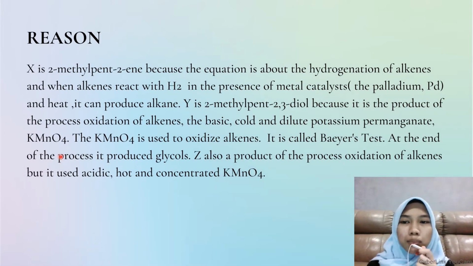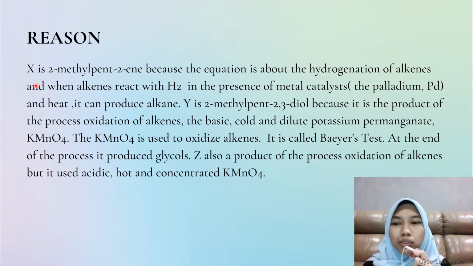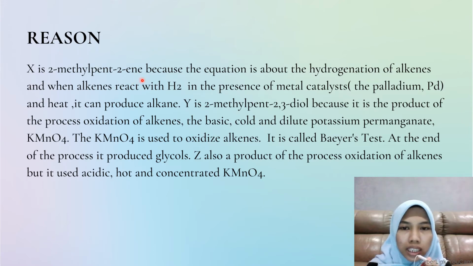So, let me explain how we get the answer X, Y, and Z. For the first one, X is 2-methylpentene because the reaction is the hydrogenation of alkenes, which is an addition reaction. When alkenes react with hydrogen in the presence of a metal catalyst, which is palladium, and heat, it can produce an alkane, which is 2-methylpentane.